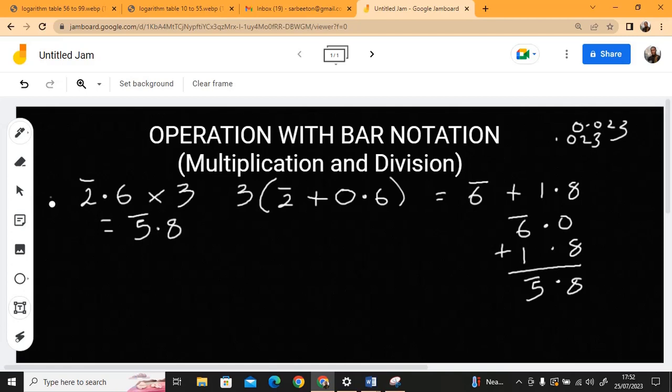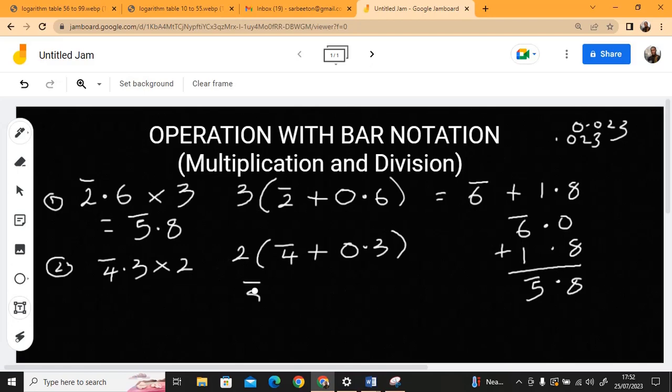So let's look at another question. Now let's assume you are given another one like this. Let's say you have bar 4.3 times 2. Now you want to multiply this. The same thing, you bring the 2 outside, the 2 you are using to multiply. You open a bracket, this bar 4, plus 0.3, right? So bar 2 times bar 4, that is bar 8, just like 2 times 4 is 8, plus 2 times 0.3, that should give us 0.6.